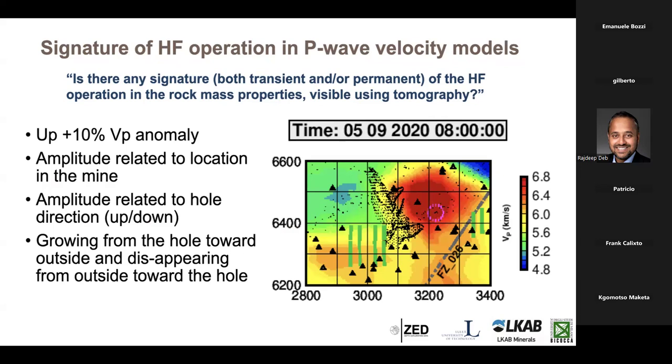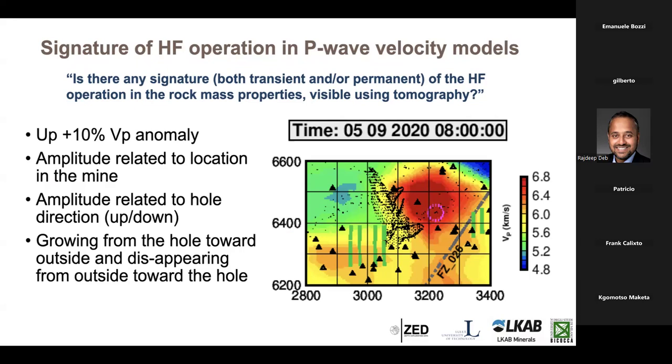Growing from the hole toward outside and disappearing from outside toward the hole. So if we look in detail at this operation, when the injection starts, the anomaly is going from the hole outside, and when the injection is halted, it's coming from outside and decreasing to inside, to the hydrofracturing hole. So basically, our answer is yes.